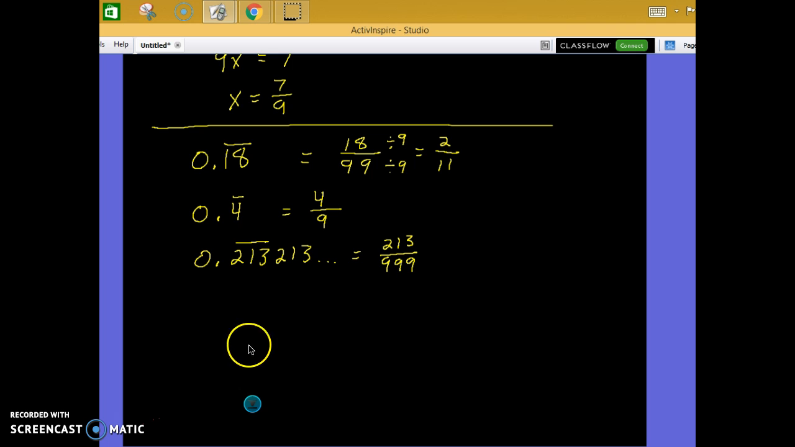This doesn't change if there's a whole number before it. If this is 5.1 repeating, and the 1 repeats, this is just 5 and 1/9. It's your turn.